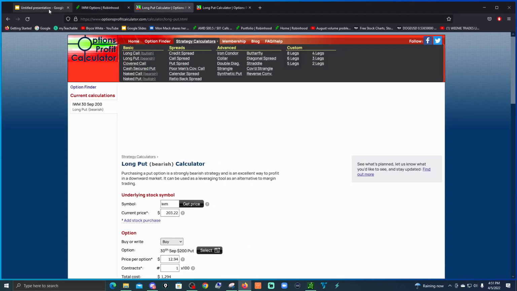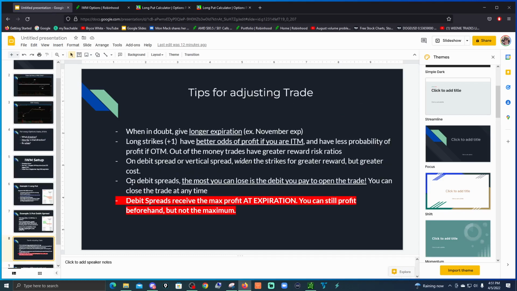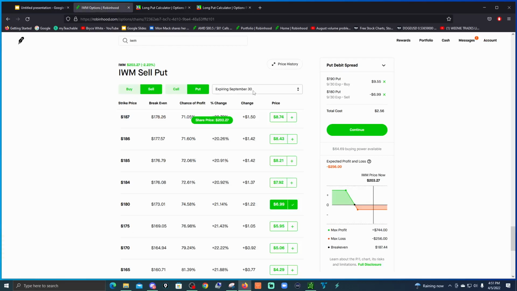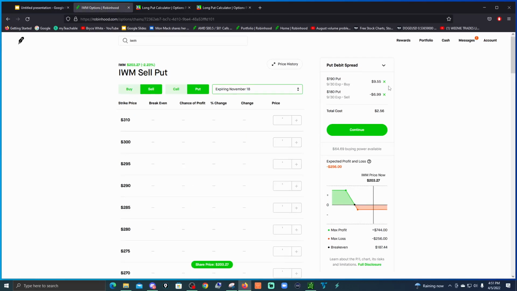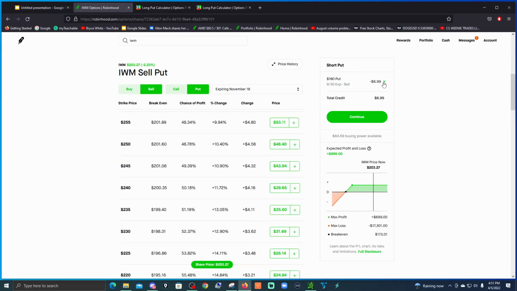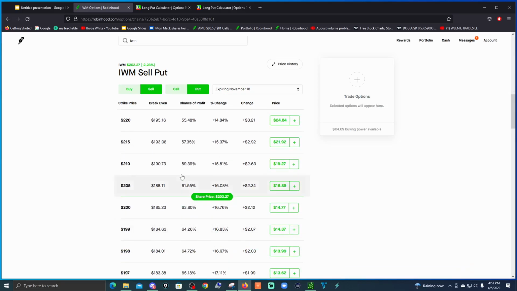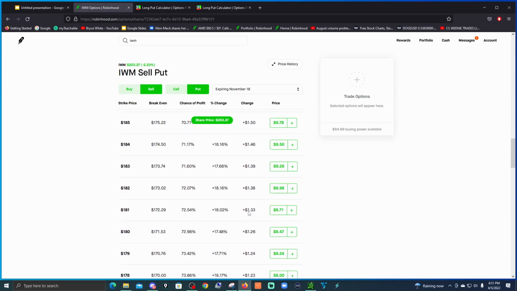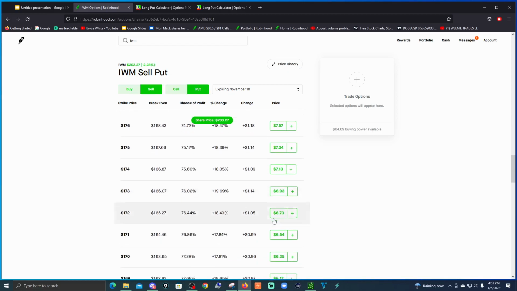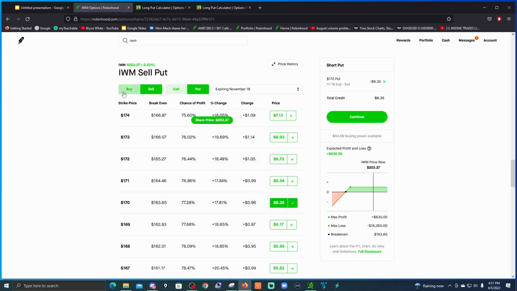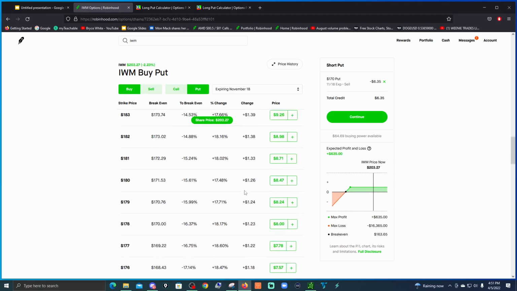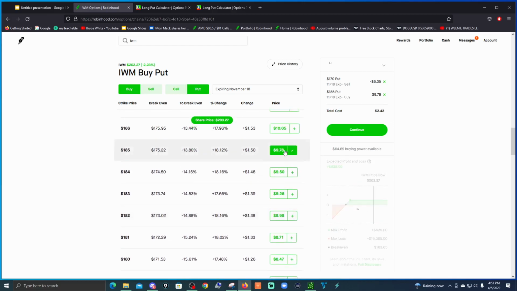But what's super cool about this is we can just adjust these as much as we need. So when in doubt, we can give ourselves a longer expiration date. If I'm showing the September options, we can go out and do this exact same thing and construct it in November. So let's say, okay, November, a little bit more time. Maybe I'll sell the 170 strike put since that was our stretch target, and maybe I want to buy the 185 strike put.